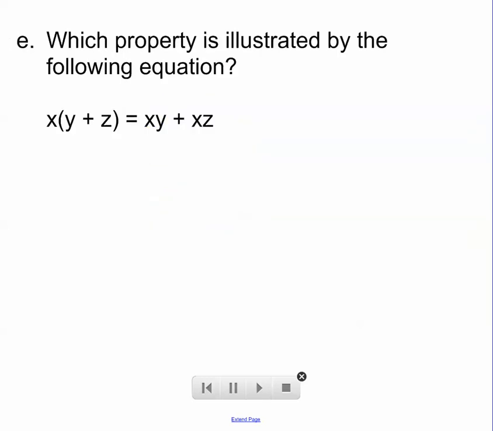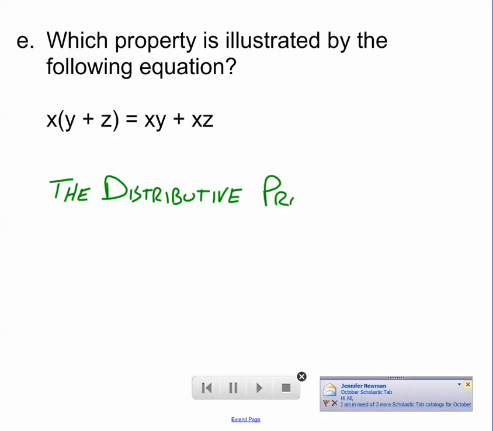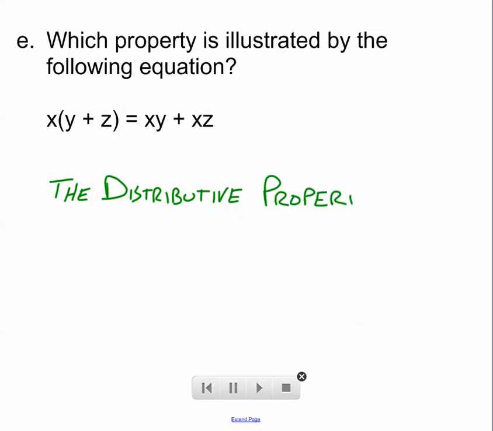Which property is illustrated by this following equation? X times the sum of y and z equals x times y plus x times z. That is the distributive property. I showed it to you on the opening slide there using the letters A, B, and C. Here it is with the letters X, Y, and Z.